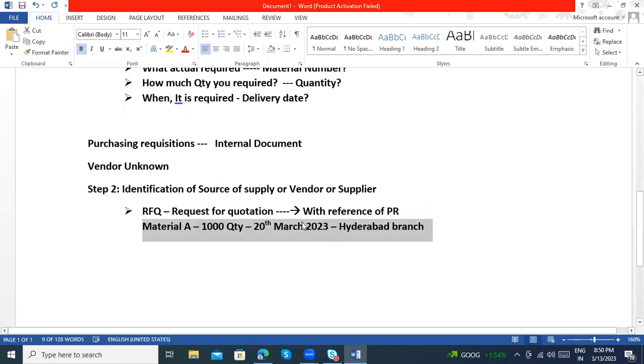We have different vendors, so we have a supplier list, and we send the request to all of them to identify the best vendor. Along with this information, there is another important piece of information in the RFQ. What is that information? That is the quotation deadline.